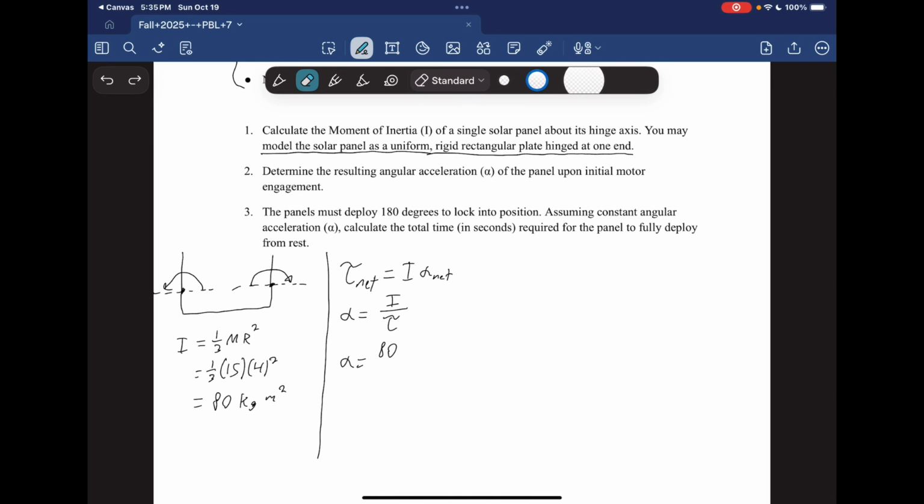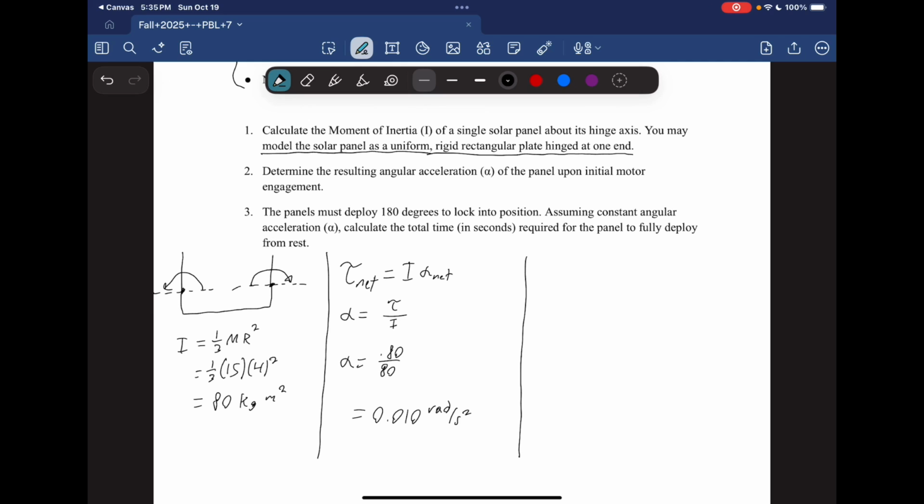I did my algebra a little wrong there. We're solving for alpha. So we divide out the moment of inertia so that alpha is equal to the torque over I. So in this case, it's 0.8 divided by 80. If you plug that into the calculator, you get that alpha is equal to 0.010, and then this is going to be radians per second squared, since it is an angular acceleration.